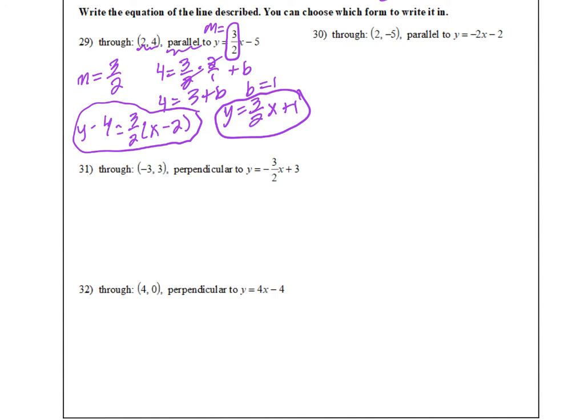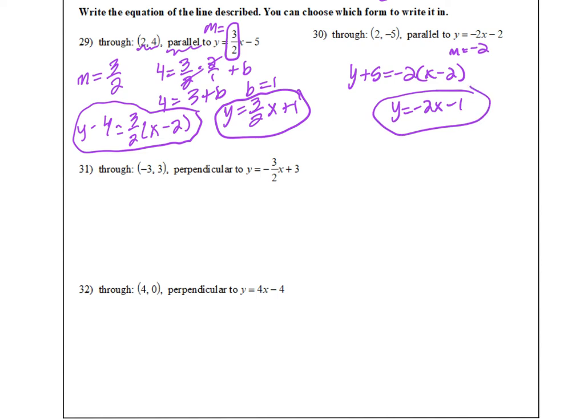It's the same idea for 30. The slope they give me is -2, and it's parallel, so my slope needs to be -2. I can use that point to plug in and get slope-intercept form, or I can write it in point-slope, whichever one I prefer. This is it in point-slope. If I did slope-intercept form, that would be -1 for b, so y equals -2x minus 1.